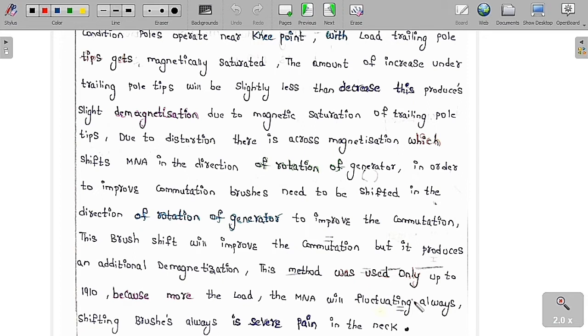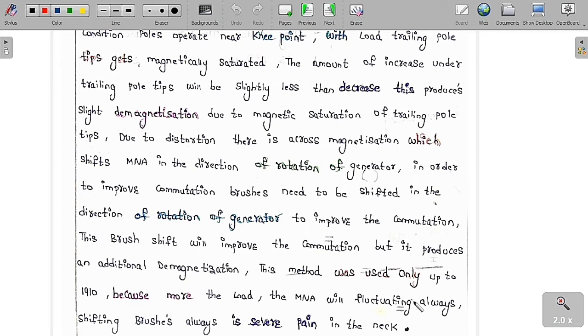Because the waveform of the flux is not the same, it is going to distort. Therefore the MNA shifts its axis from the GNA. So we have to shift the brushes to the MNA, and by that the commutation is going to improve. But if you do that, there is a further increase in the demagnetization effect.